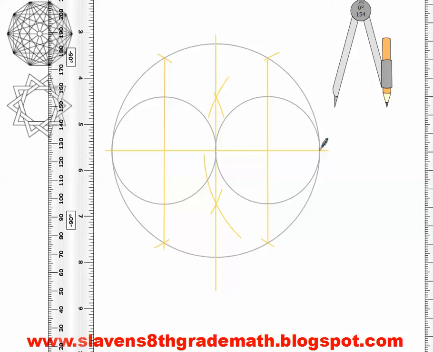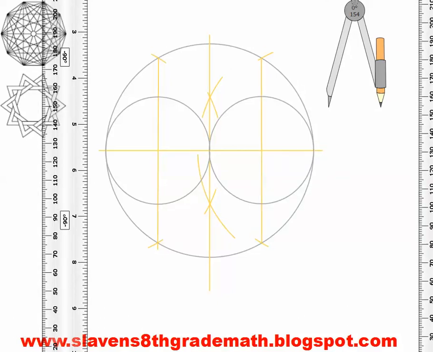So now it's time to make my bird's beak, so to speak. And so I'm going to do that by connecting the center of my small circle with the intersection of the circle and my perpendicular bisector. Do the same up the other side. So I get my bird's beak.